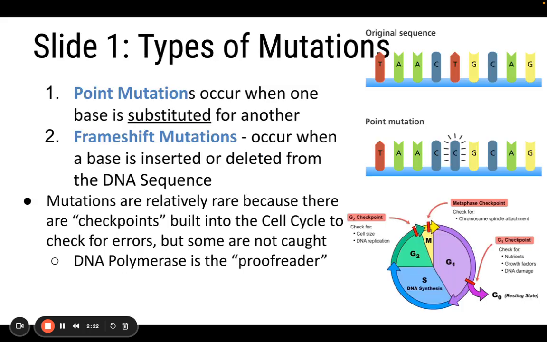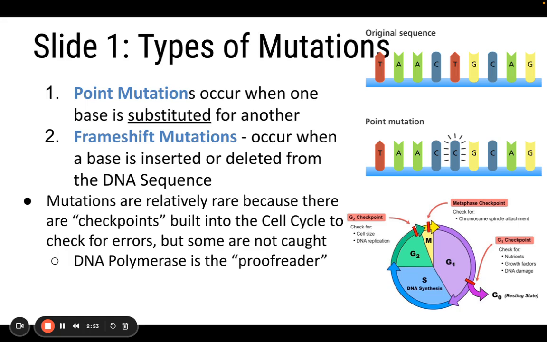So let's talk about types of mutations. There are two major categories of mutations that I would like you to be familiar with. The first is called a point mutation, and the other is a frameshift mutation. A point mutation occurs when you just substitute one base for another. You can see that in the image at the top right: instead of coding for thymine at the 5th nucleotide, the mutated strand codes for cytosine. That will usually just affect one codon in the messenger RNA sequence if it codes for a protein.